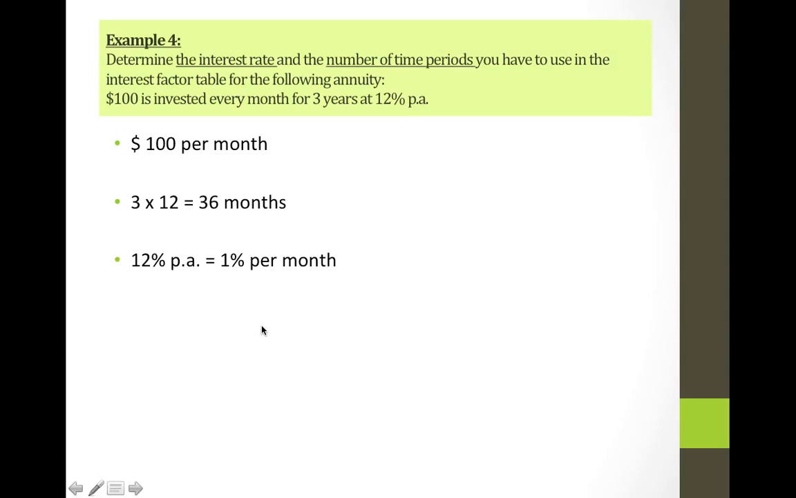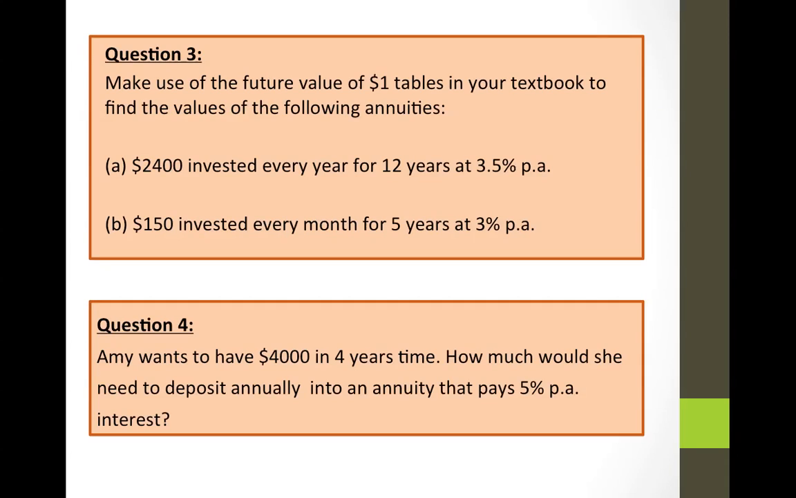So I will now go to an interest factor table and find the interest factor for 36-month period at 1% per month. That will give me 100, because that's the investment per month, times 43.0769, and that you can find on the factor in your textbook. Once again, you can now pause the video and do question 3 and question 4 to finish off your homework for this section.